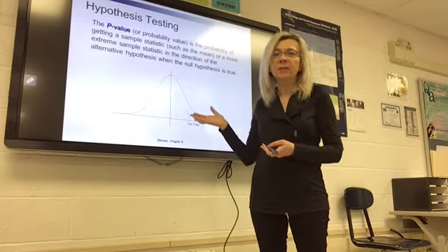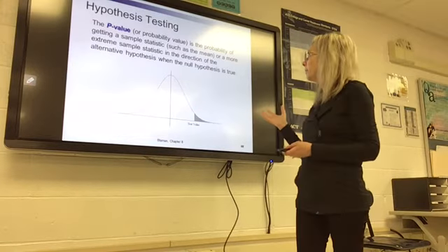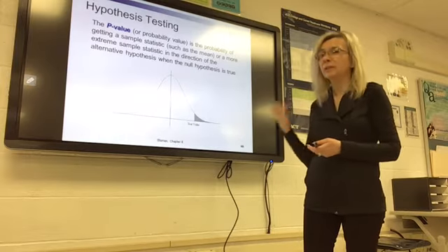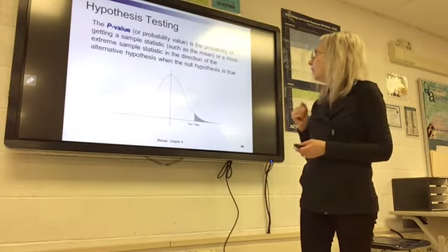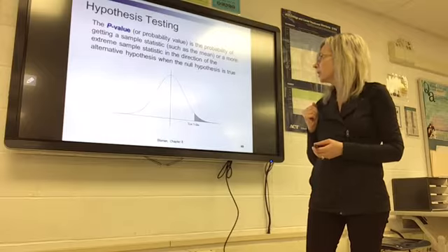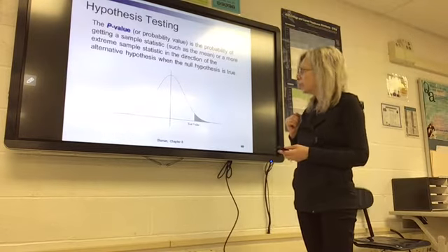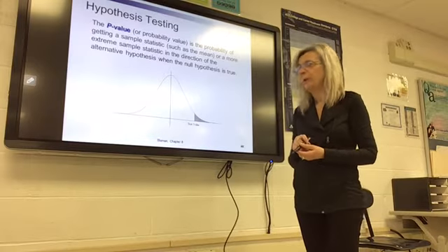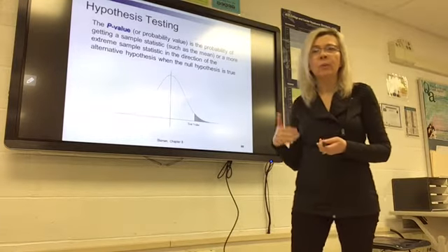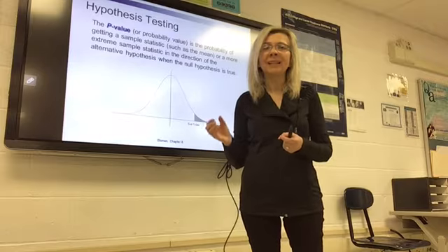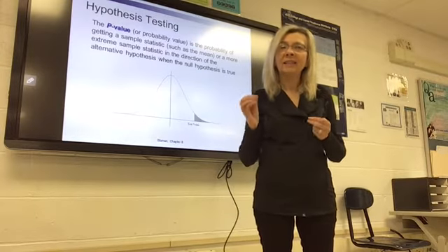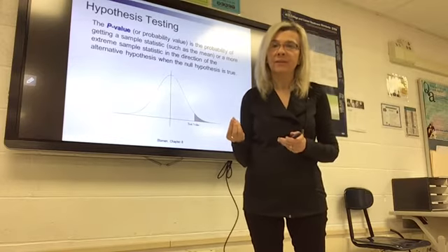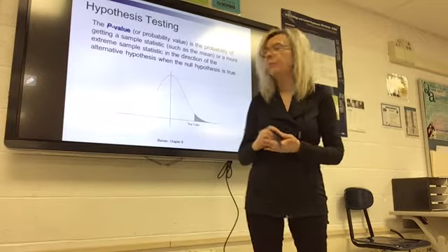This is a definition. It says the p-value, probability value, is the probability of getting a sample statistic, such as the mean, that's what we're looking at now, in the direction of the alternative hypothesis when the null hypothesis is true. So this sounds terrible, but basically when we're dealing with the p-value, instead of comparing the z-scores, we're comparing the actual areas.